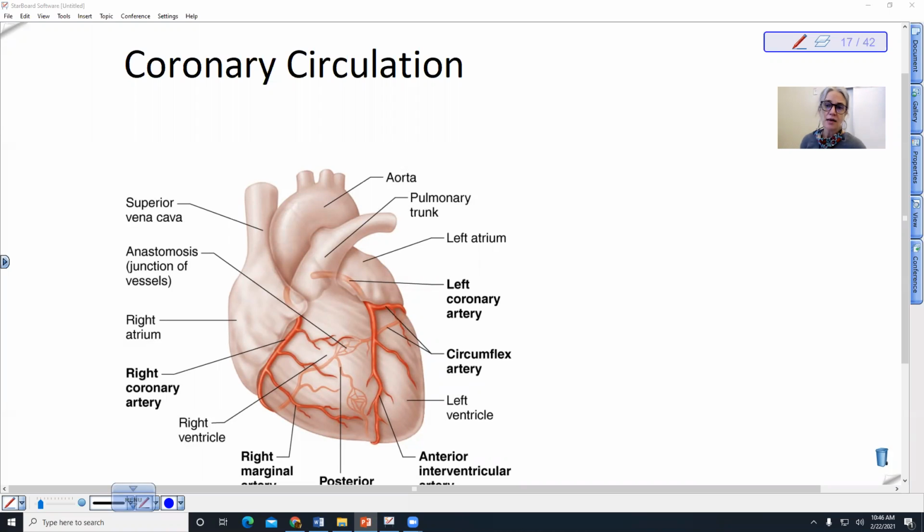So the heart, like all of your other structures in your body, even your lungs, for example, actually have their own blood supply. Even your blood vessels actually have their own blood supply. Your heart has its own blood supply. And so this is what is referred to as the coronary circulation. So this is delivering oxygen and nutrients to the heart itself, specifically the heart muscle.